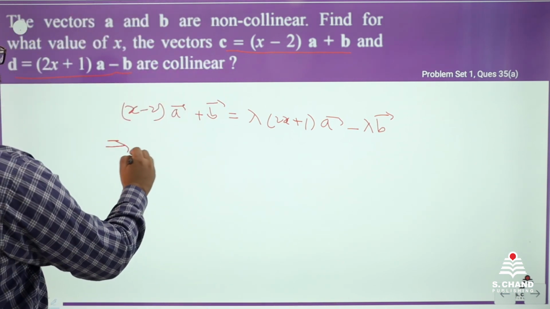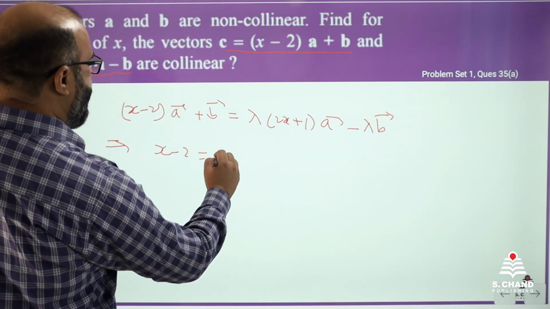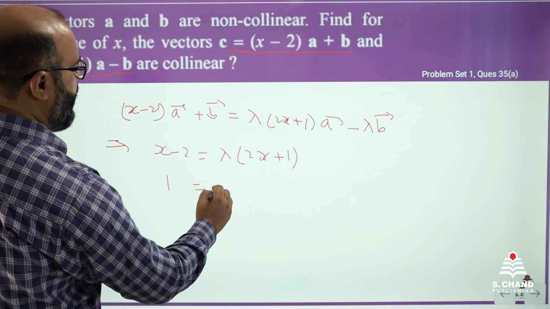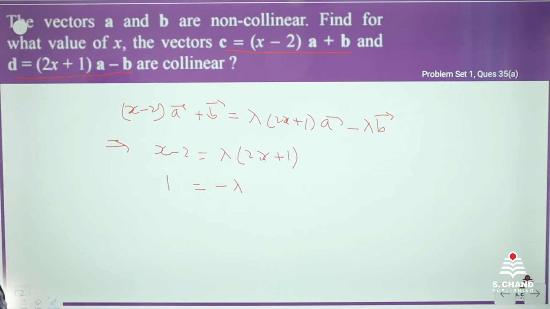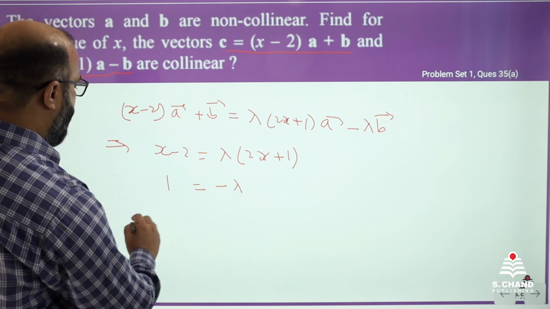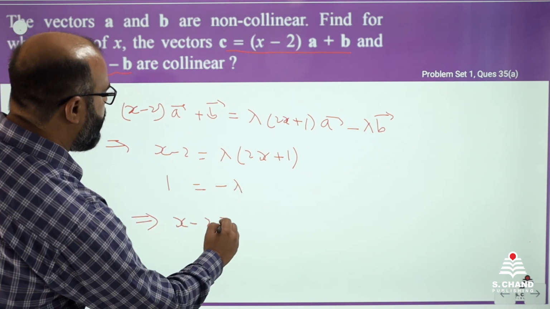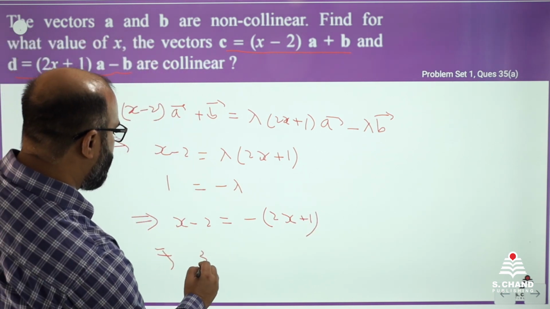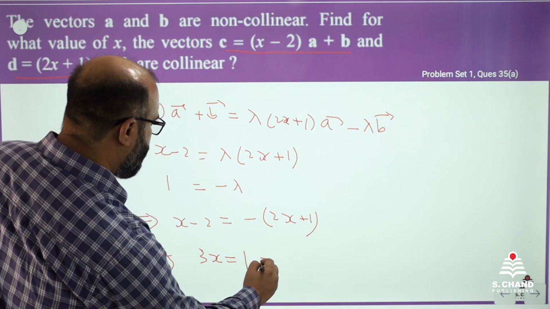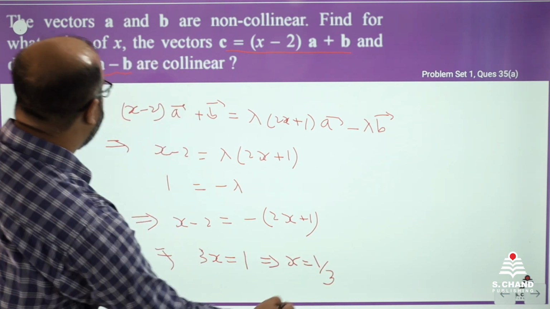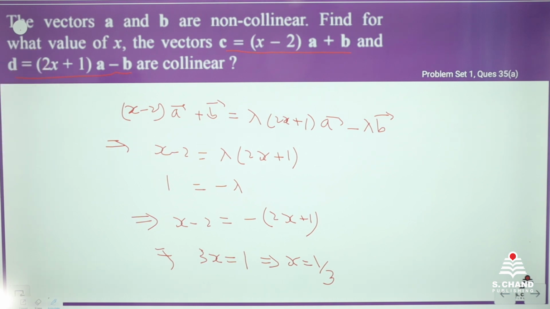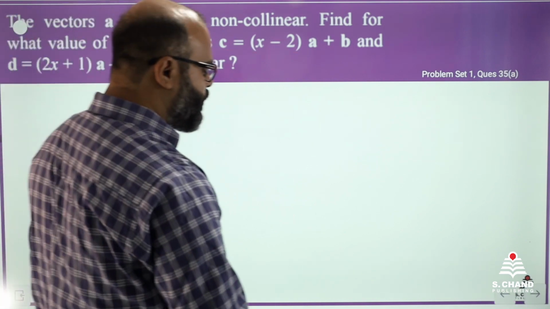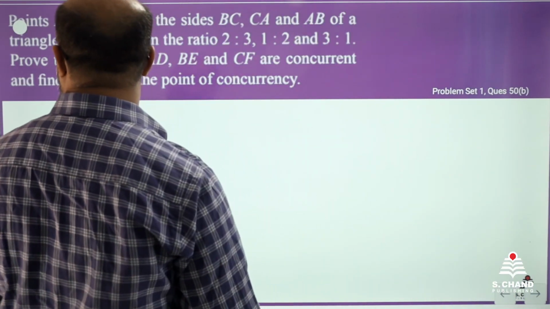Now if you equate the coefficient of a, that will be x minus 2, and here it will be lambda times (2x plus 1), and if you equate the coefficient of b, there it will be 1, here it will be minus lambda, like this. Now from here you get lambda is equal to minus 1, so x minus 2 is equal to minus (2x plus 1) you will get. So from here you will get 3x is equal to 2 minus 1, so x is equal to 1 by 3. So you can say that the answer is x equal to 1 by 3. So here it is direct application of the theory which we studied a little while ago. Let us see the next question.